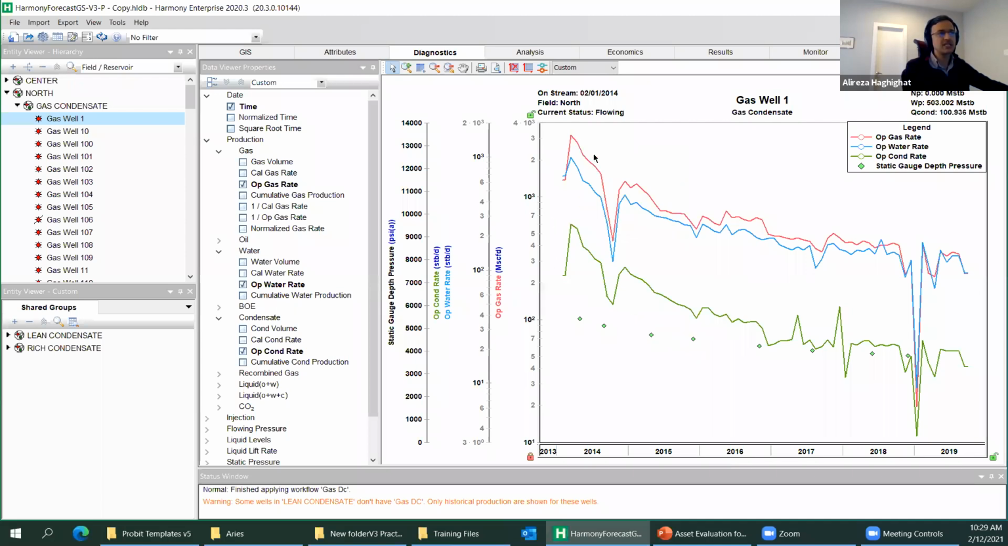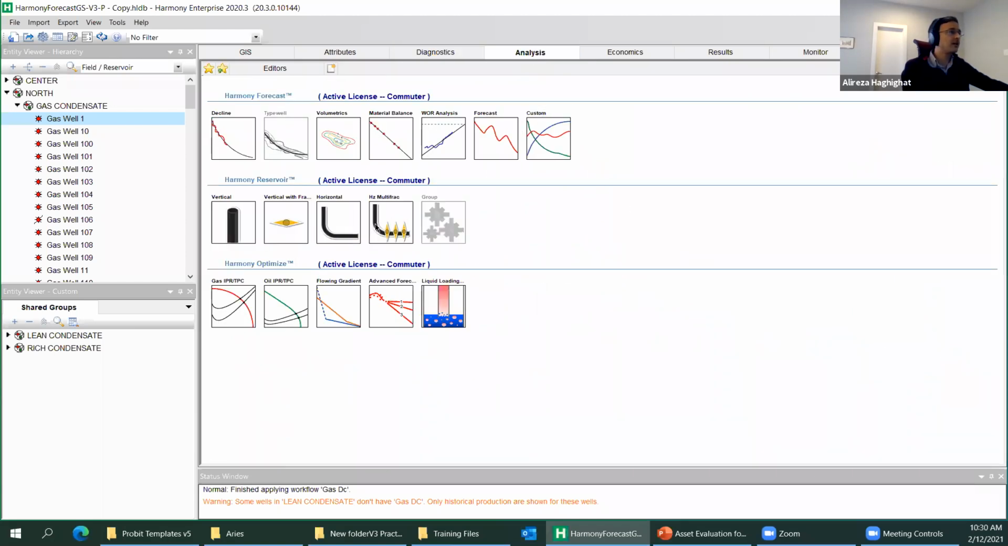So what we are seeing is we are looking at gas rate, water rate, condensate rate, and we want to perform decline curve analysis for this specific well to understand its EUR and then forecast the production in the future. So I go to analysis in IHS forecast software. I click on decline curve.